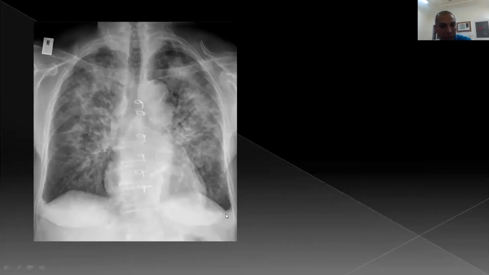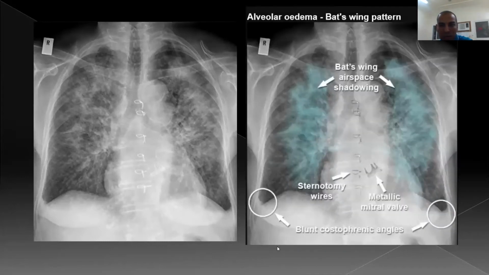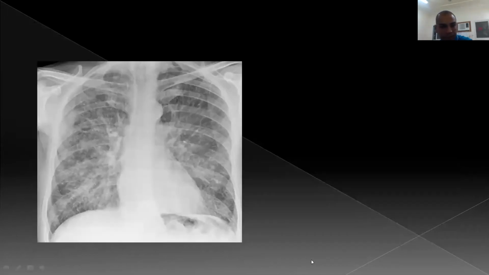Also, we have blunted costophrenic angles, Kerley's B lines, and some alveolar shadows, what we call bat wings appearance. Bat wings appearance occurs with pulmonary edema. Look at this one. And by the way, there is a prosthetic valve in the mitral position. So this is a case of mitralization of the heart associated with pulmonary edema.